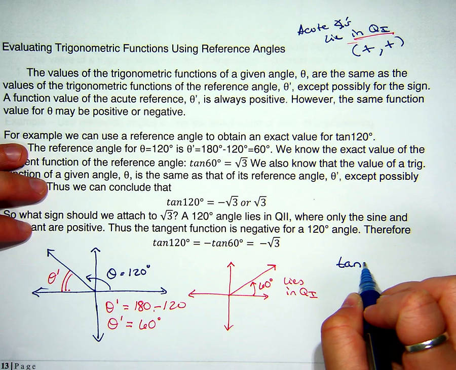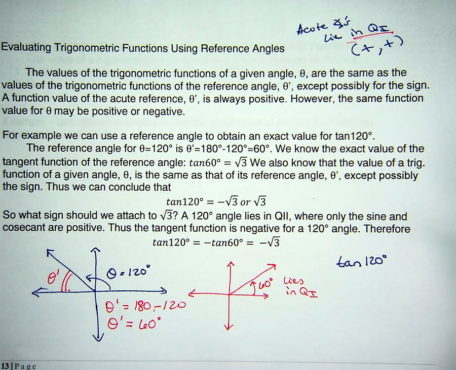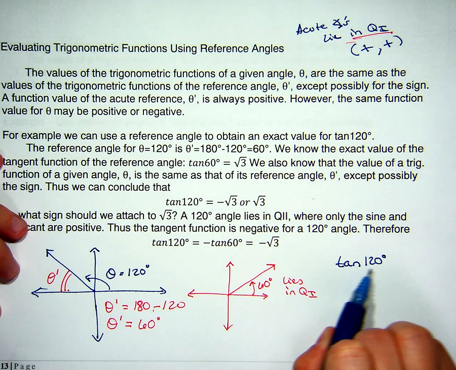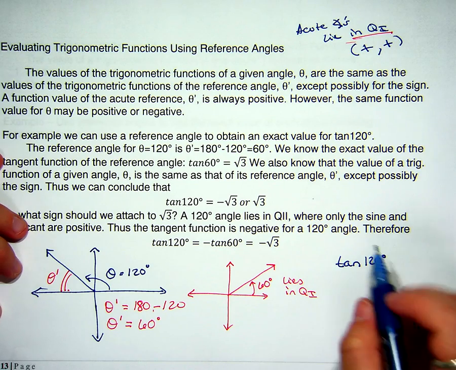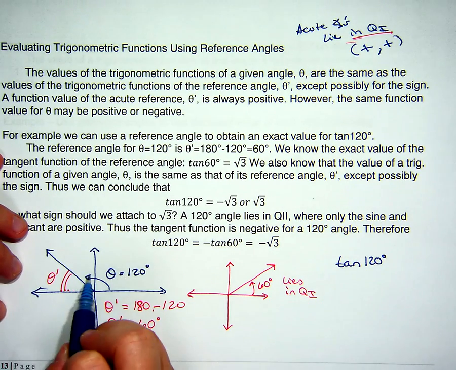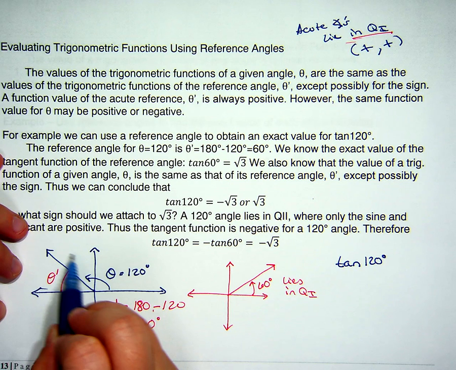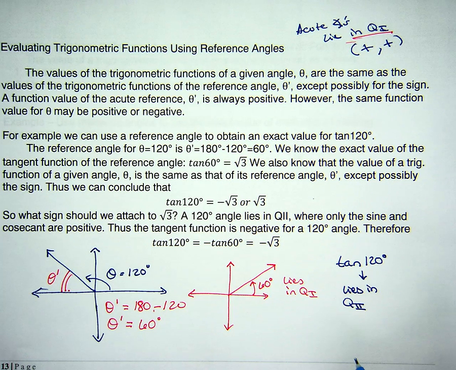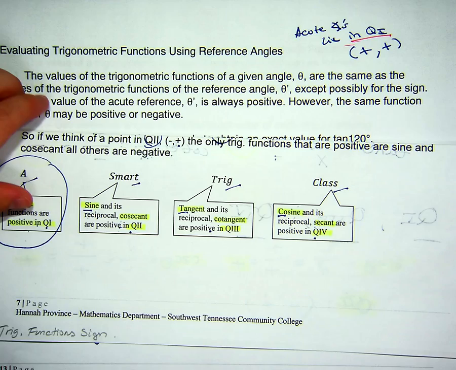Now it is true that tangent's on your unit circle and you could simply use the 120 degrees to find this. But I want to use this value to understand reference angles. So the tangent of 120 degrees, well, let's talk about this. 120 degrees lies in quadrant 2. Tangent is what in quadrant 2? Well, if we go back to your rules, tangent is negative in quadrant 2.